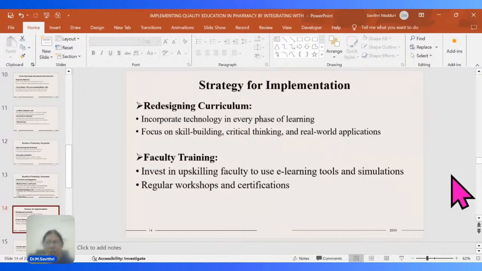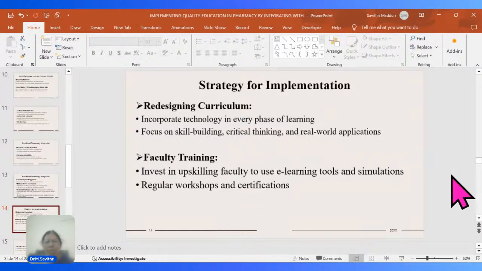Whatever you want to learn and whatever you want to teach, everything has to incorporate technology, and focus on skill building. All faculty members should focus on skill building, critical thinking, and real world application.